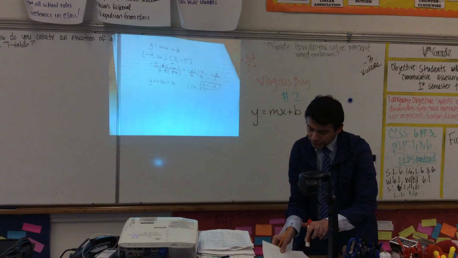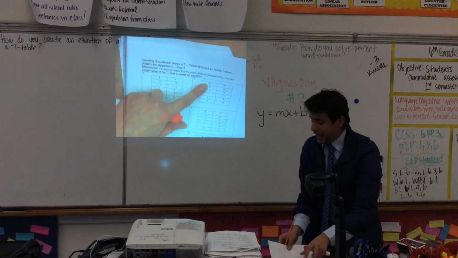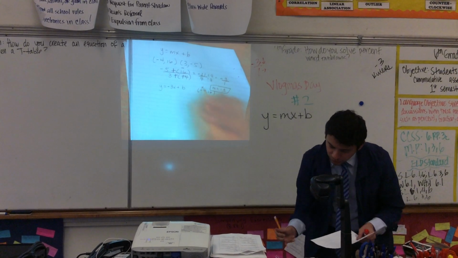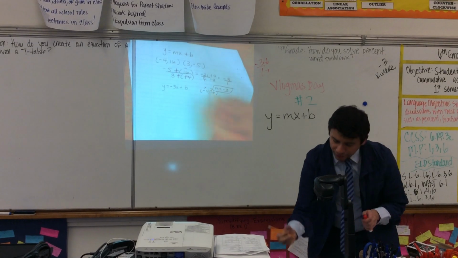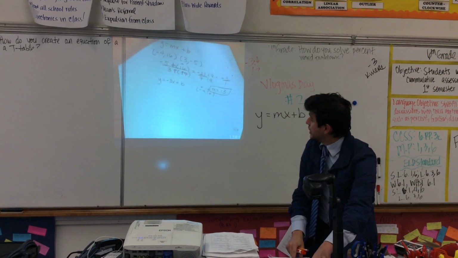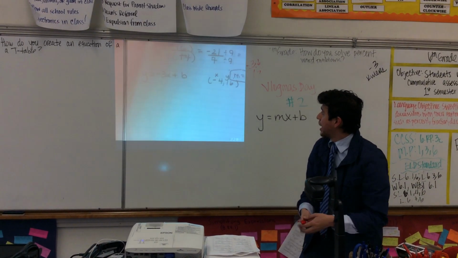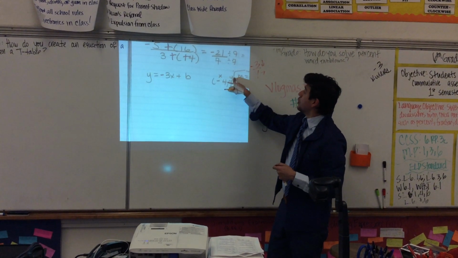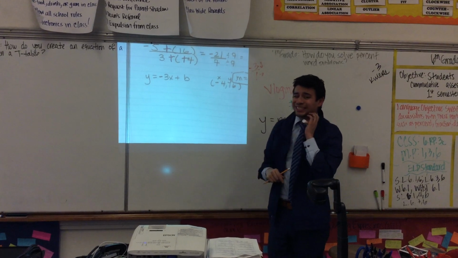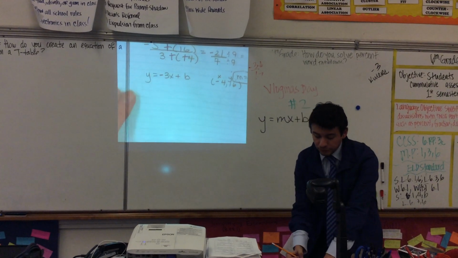Remember on our t-table, negative 4 represents the x value, and 16 represents your y value. So what this means is this: wherever you see an x, you're going to substitute a negative 4. Wherever you see a y, you're going to substitute a 16. So let's go ahead and do that.